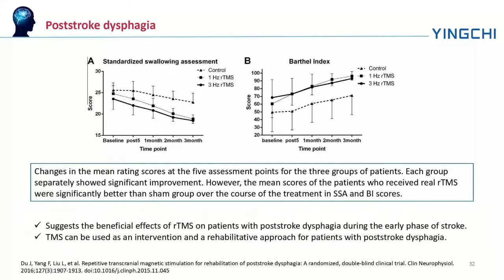And as you can see in these figures, changes in the mean rating scores at the 5 assessment points, and each group separately showed significant improvement. However, the mean scores of the patients who received real rTMS were significantly better than the sham group over the course of the treatment in these scores, and it suggested the beneficial effects of rTMS on patients with post-stroke dysphagia during the early phase of stroke, because those patients have an average onset less than 2 months. And TMS can be used as an intervention and a rehabilitative approach for patients with post-stroke dysphagia.